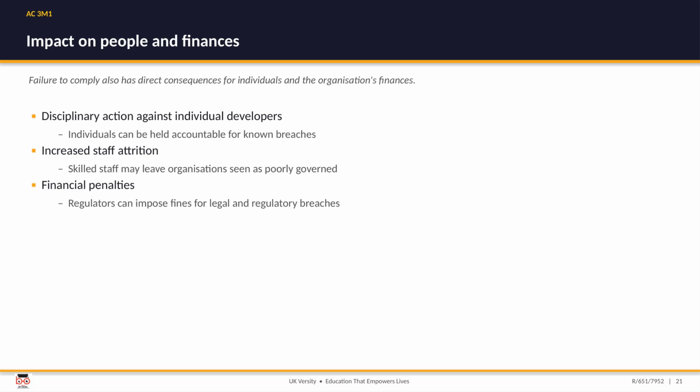Failure to comply also lands directly on people and on the balance sheet. Individual developers can face disciplinary action where they're found to have known about a breach. You can see increased staff attrition as skilled people leave organizations they view as poorly governed, and regulators can impose financial penalties for legal and regulatory breaches, which can be substantial. So the fallout reaches both the individuals involved and the organization's finances at the very same time.